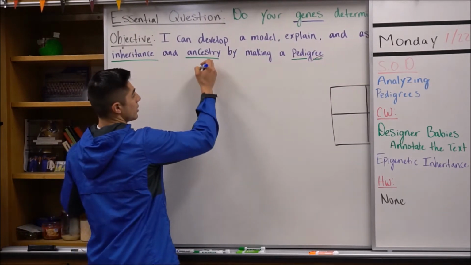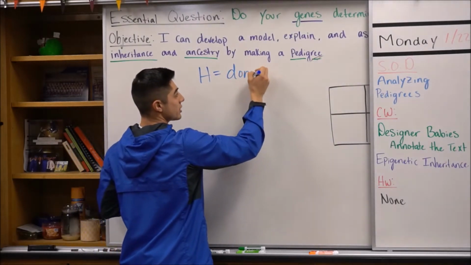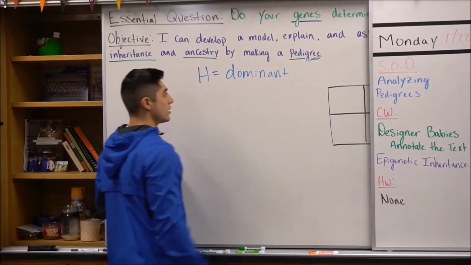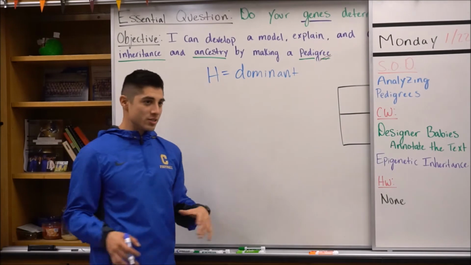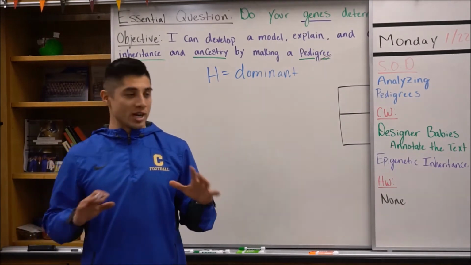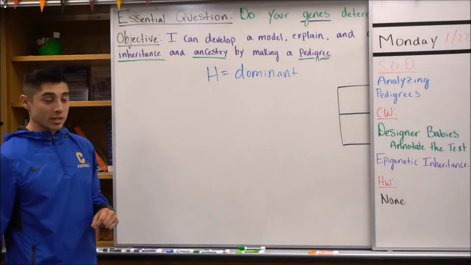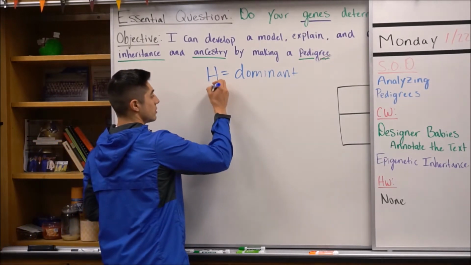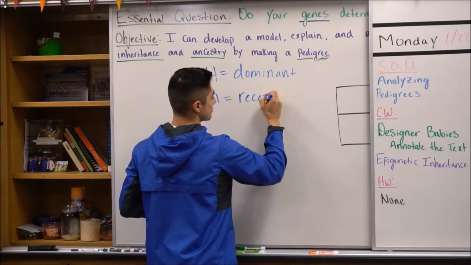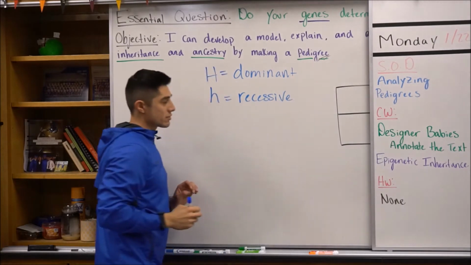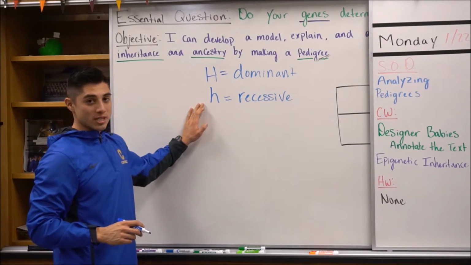Remember, uppercase letters are for dominant alleles. Like I said, we're going to use H. We could use T's, W's, Y's, whatever, but we're going to use H's for right now. So uppercase letters are dominant alleles. Of course, lowercase letters are our recessive alleles. Just keep that in mind: our dominant alleles and our recessive alleles.